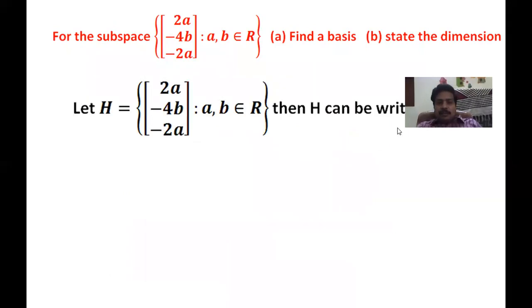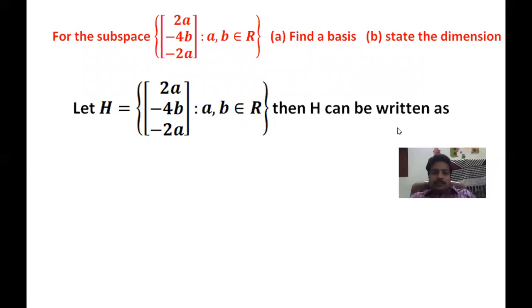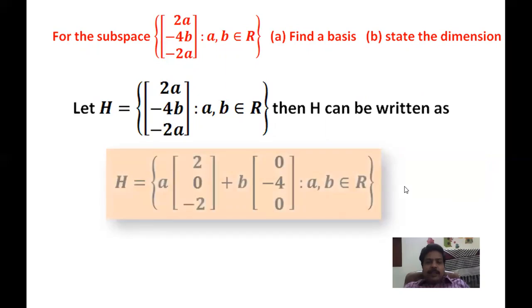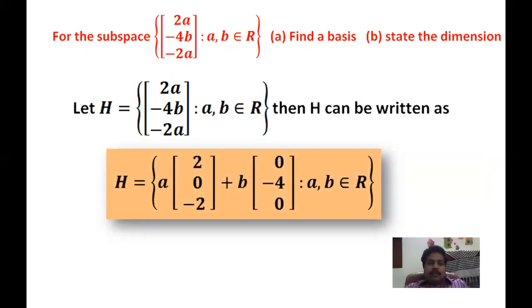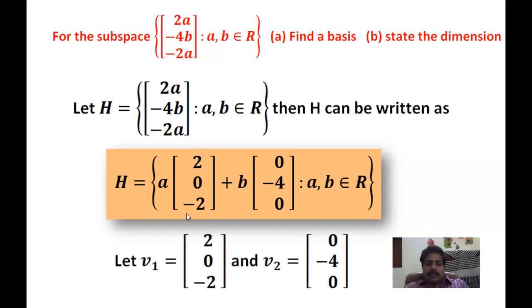So here the given subspace is named as H, and that H can be written as A times... So here there are two variables A and B. So this can be written as A times 2, 0, minus 2, plus B times 0, minus 4, 0, such that A, B are real numbers. So let us name this column vector as V1 and this as V2. Now H is in the form of A V1 plus B V2, where A, B are scalars or real numbers here. So H is equal to the span of V1, V2.